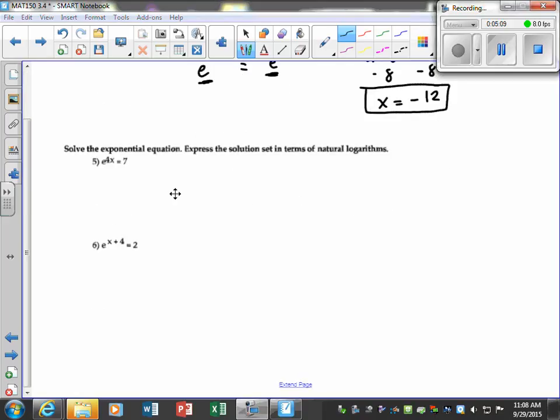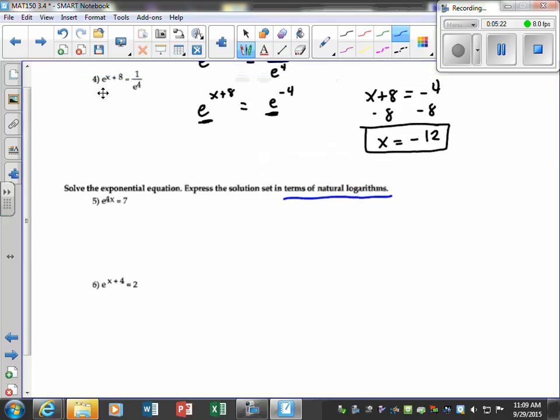Okay, so solve the exponential, express the solution set in terms of natural logarithms. But first of all, let's consider what we've done previously to solve these: we tried to make the bases match. So then we can set the exponents equal to one another and solve. In this particular case, there is no way I can manipulate this so that it has same bases. So other than the fact that it told us to evaluate in terms of natural logs, we can take our equation and let me rewrite it. e to the 4x is equal to 7.